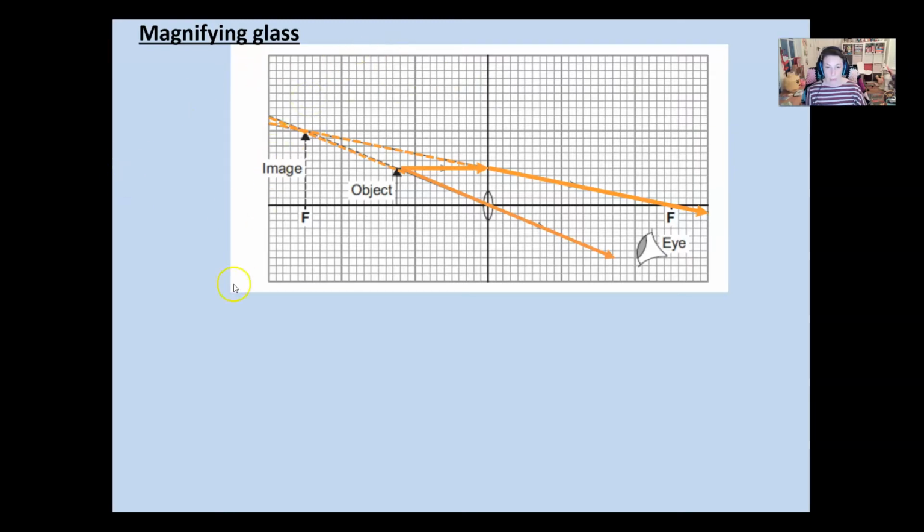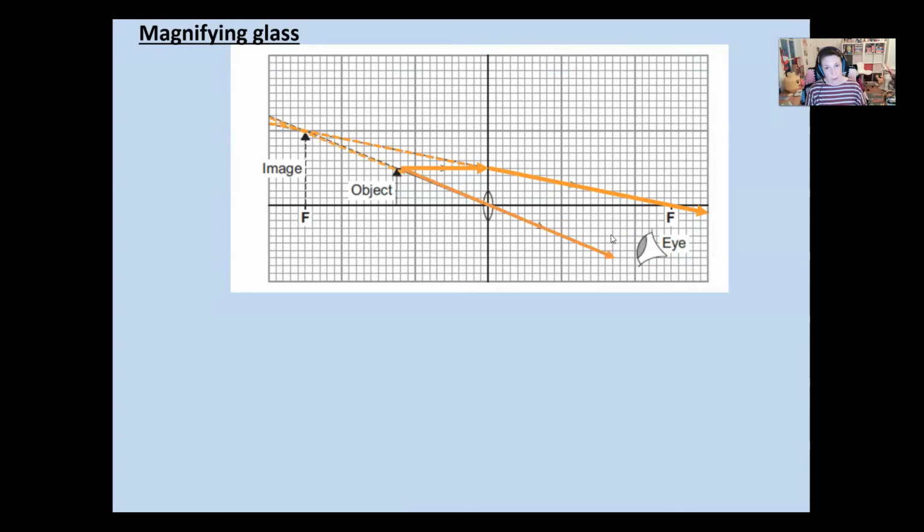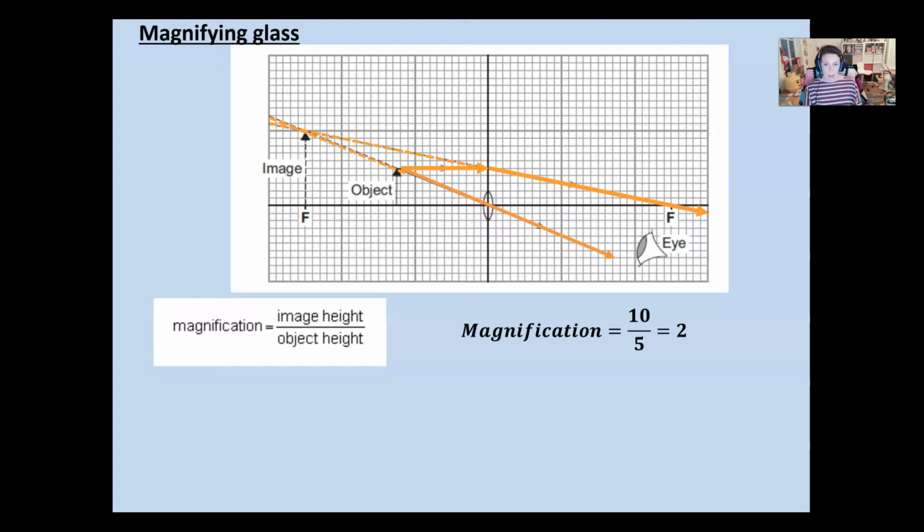But if I was to put a piece of paper on the other ones, where the image is here, then I would see an image on that piece of paper. This is what I see. On this one, if you put a piece of paper here on the image, you won't see it because it's a virtual image. So your eye can see it, but you wouldn't get an image on a piece of paper.